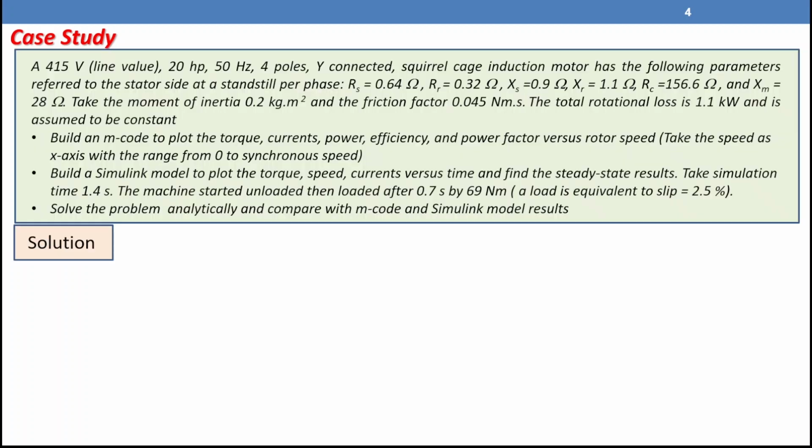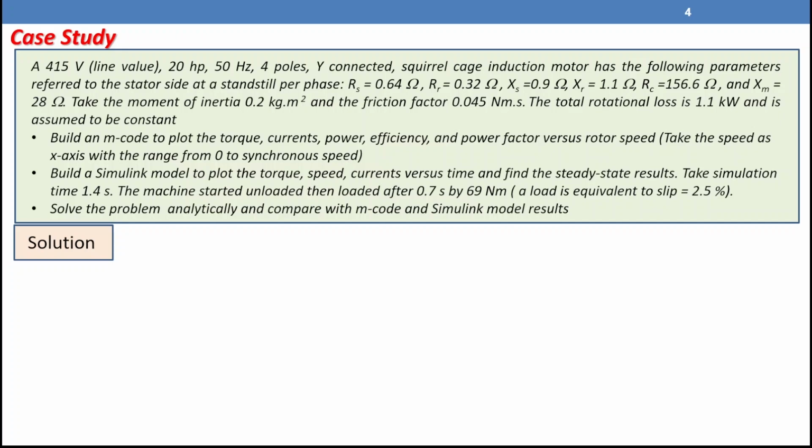To build the M-code or MATLAB code, we need to have a case study. So here we are going to use a specific example, and then once we finish the M-code, we are going to generalize the problem for any three-phase induction motor. We have a 415 volt line value, 20 horsepower, 50 hertz, 4-pole star-connected squirrel cage induction motor. We have our stator, our rotor, X-leakage stator, X-leakage rotor, our core, and magnetizing reactance.